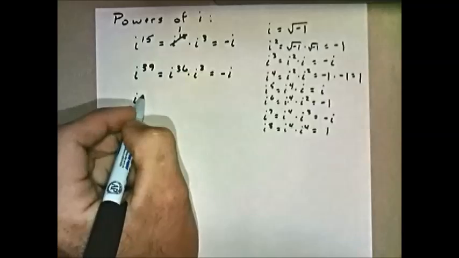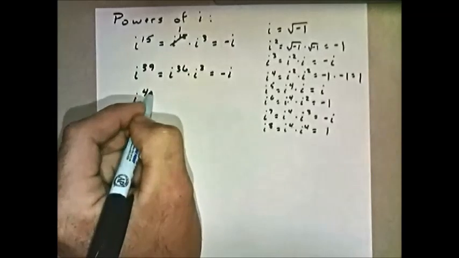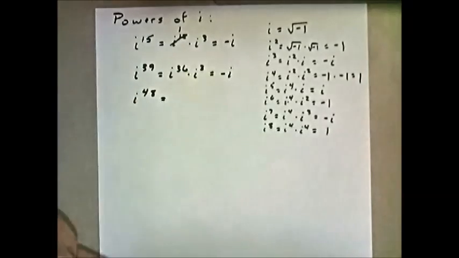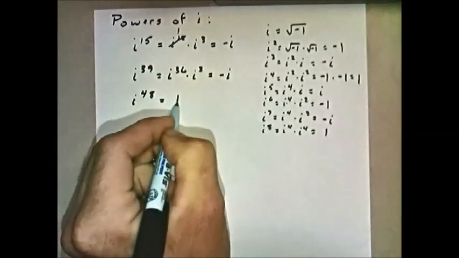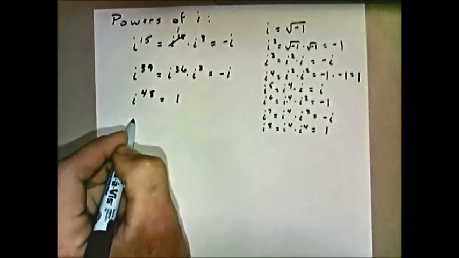Let's try one that doesn't end up in a third. Let's try i to the 48th. If I look at 48, I know it is divisible by 4. So I know this answer is going to be 1.